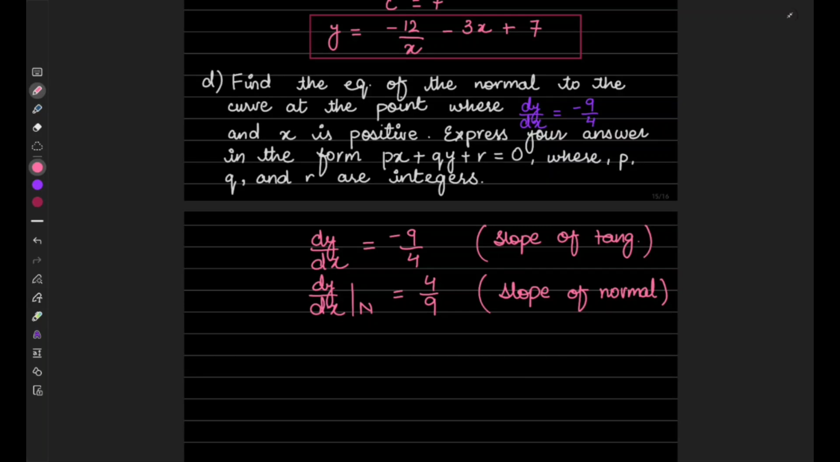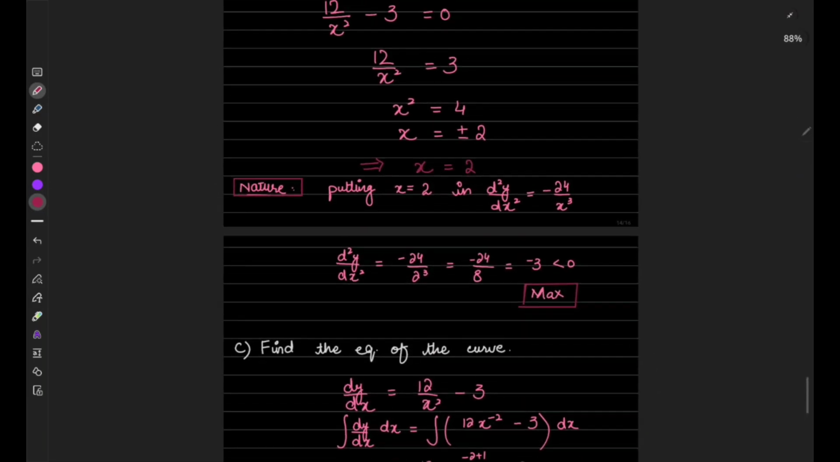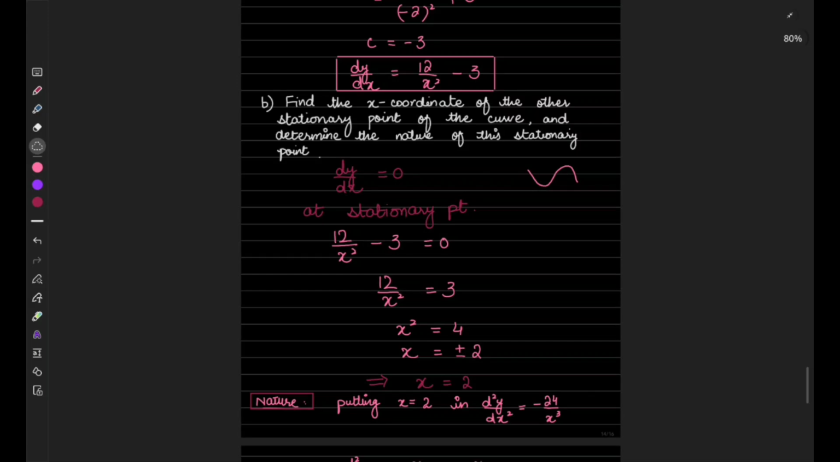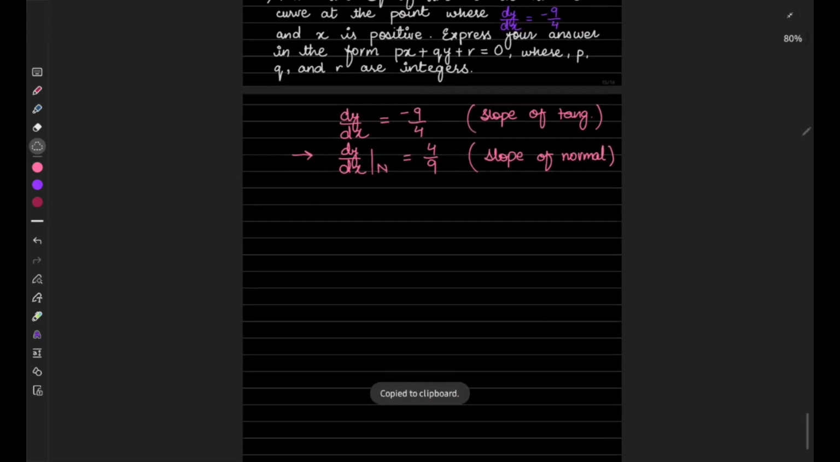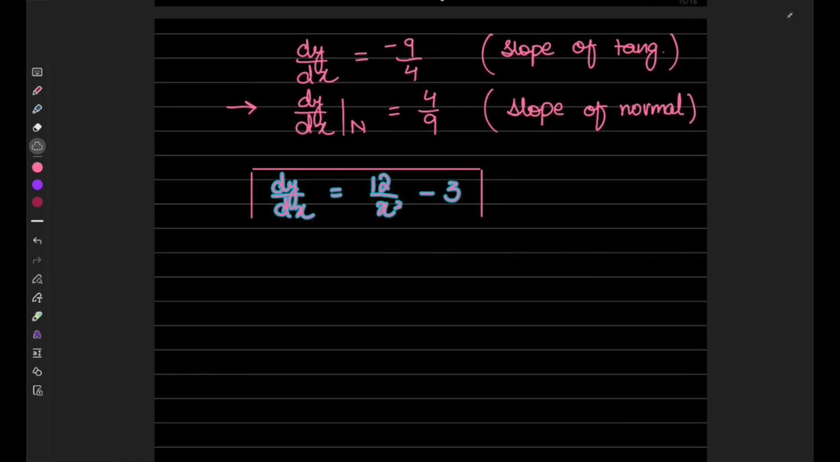Okay, how can you find this out? First thing is that you already know the gradient, the slope. The thing that you need to find is one point to write the equation of the normal. So which information do we have now? We already know the expression for the derivative is this. So can we equate it to minus 9 over 4 to have some information about the point? Hopefully, yes.